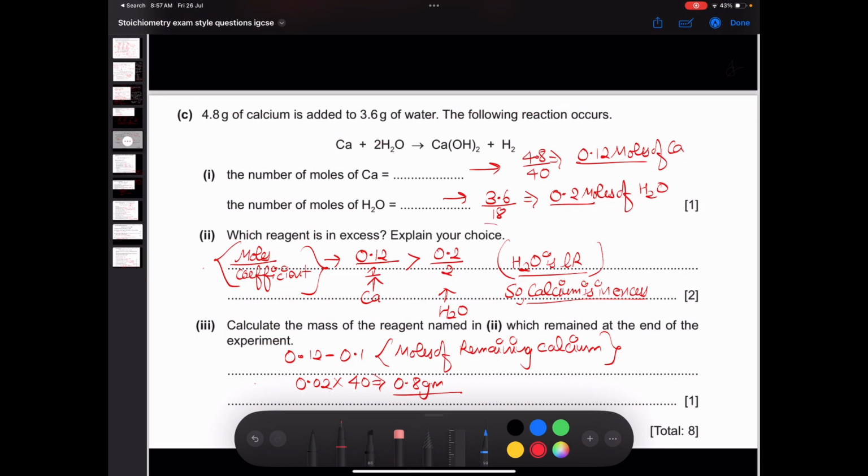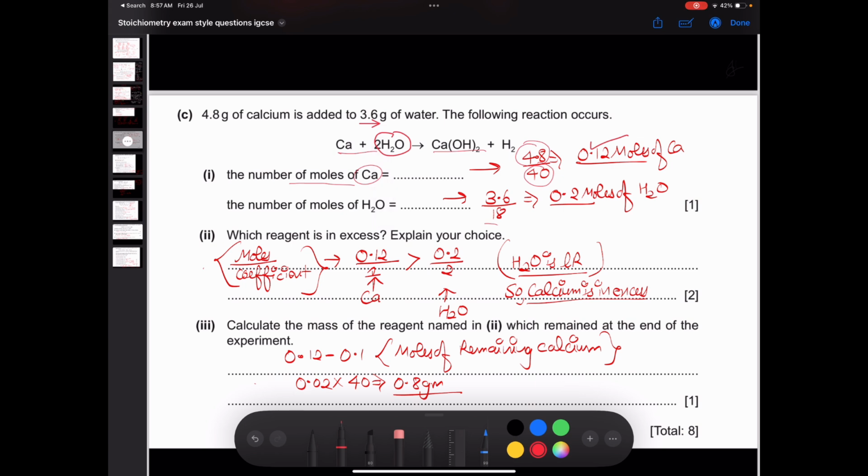Okay, now in this question, 4.8 grams of calcium is added to 3.6 grams of water. The following reaction occurs. They have given a reaction, fine. Number of moles of calcium. So for this, we simply need to do given mass by atomic mass of calcium, which I have done here. 4.8 by atomic mass of calcium, which is 40. So using this, we get 0.12 moles of calcium. Now for H2O, the given mass is 3.6, and what is the molecular mass of H2O?